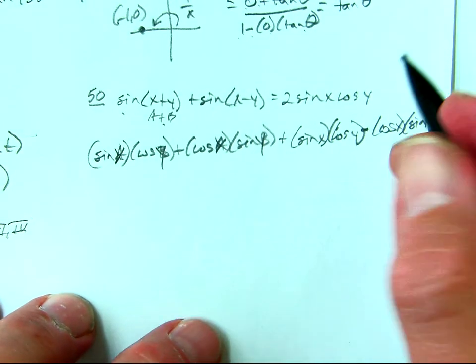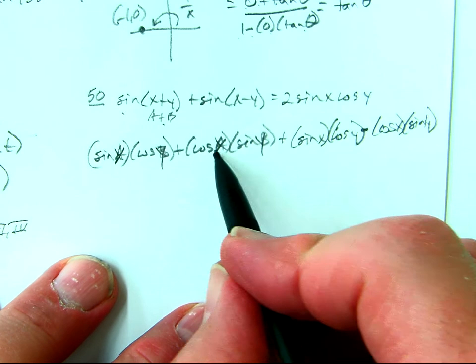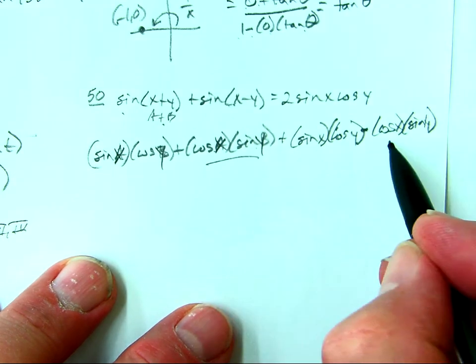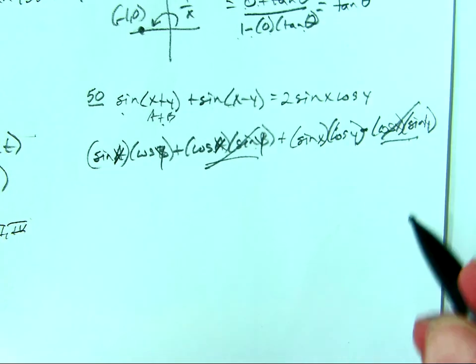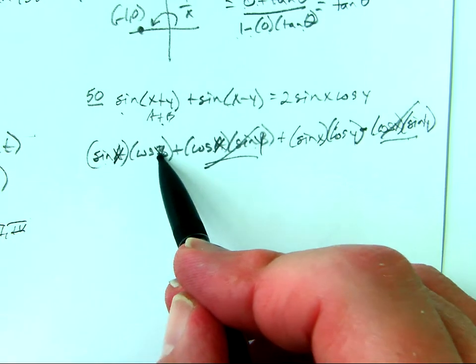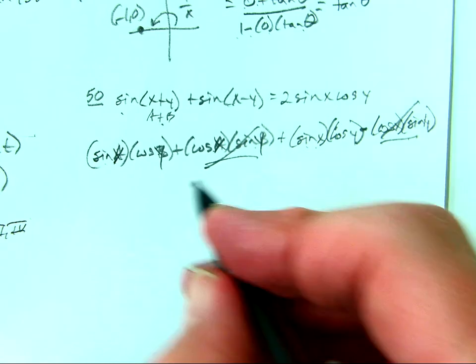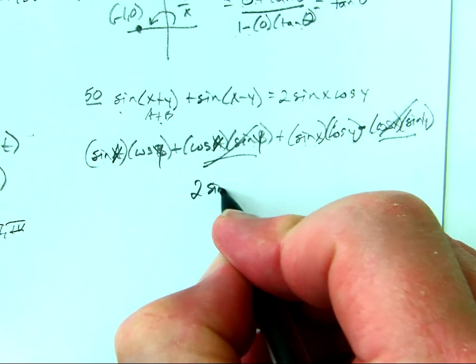So let's see. Here's a cosine x sine y. Here's another, that's a negative cosine x sine y. So those two cancel each other out. Now I have a sine x cosine y and another sine x cosine y. Well, that's 2 sine x cosine y.